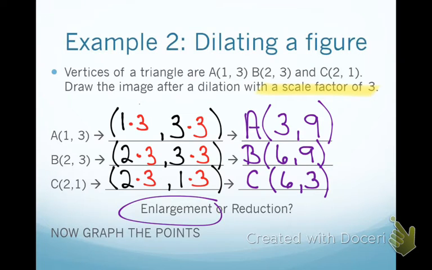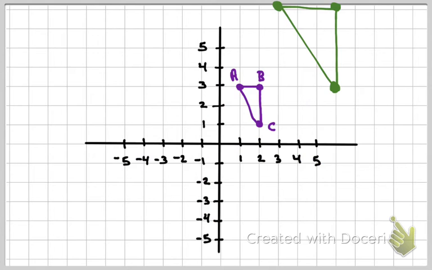And we already established that, yes, it's an enlargement because the scale factor is larger than 1. If it's smaller than 1, it's a reduction. Okay, so what does this look like on a graph? Well, I just kind of roughly sketched it. I kind of ran out of room at the top.